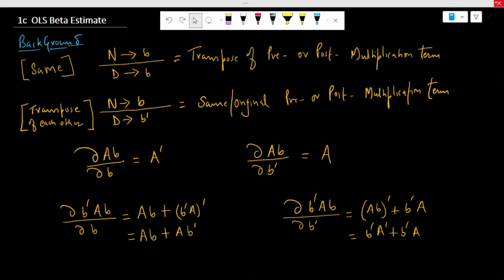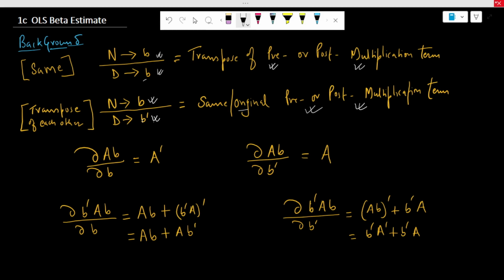In our preceding video, we had seen that while calculating the derivative with respect to vector beta, if the numerator and denominator have the same variable or vector, and their order is the same, then we take the transpose of the pre-multiplication or post-multiplication term. Similarly, if the numerator and denominator vectors are in transpose form relative to each other, then we take the pre-multiplication and post-multiplication term in its original form without changing it.